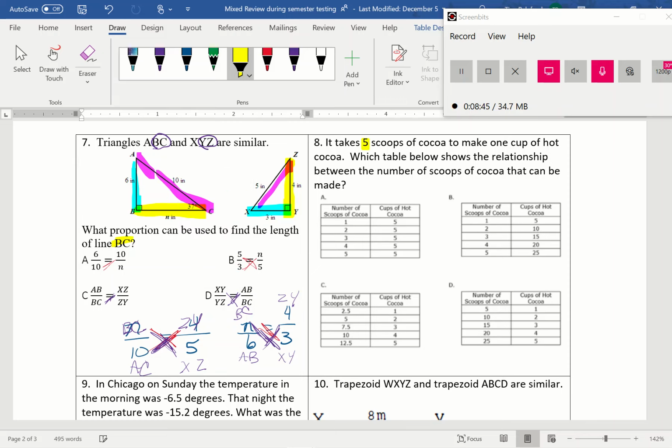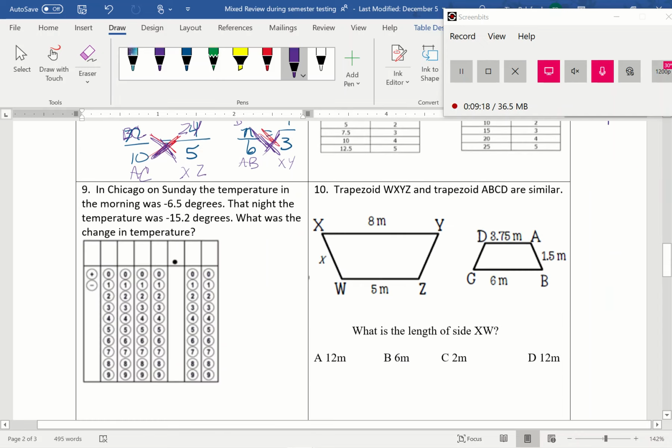It takes 5 scoops of cocoa to make 1 cup of hot cocoa. Which table shows the relationship between the number of scoops of cocoa and the cups that can be made? If it were me, I would make my own table and find one that matched. 5 scoops makes 1 cup, so 10 scoops makes 2 cups. And I would keep going until I found the table that matched.